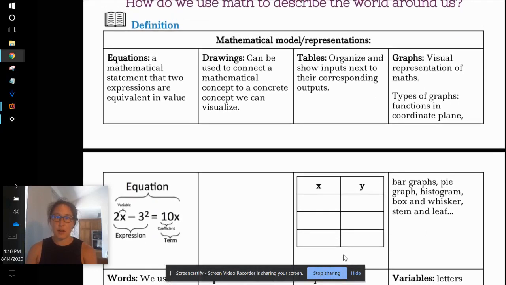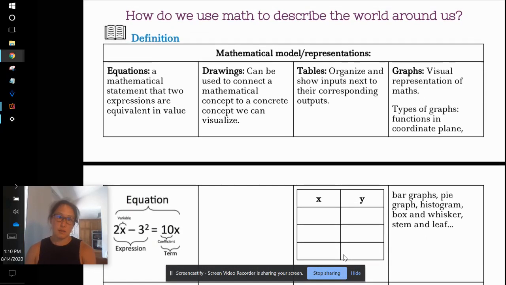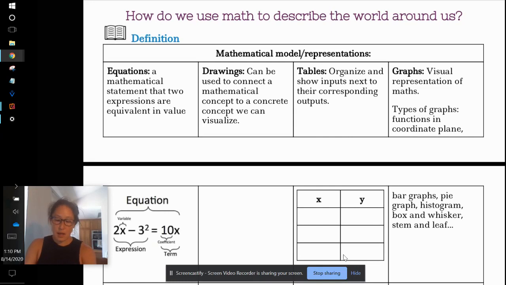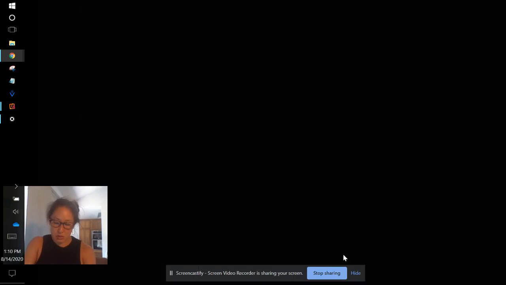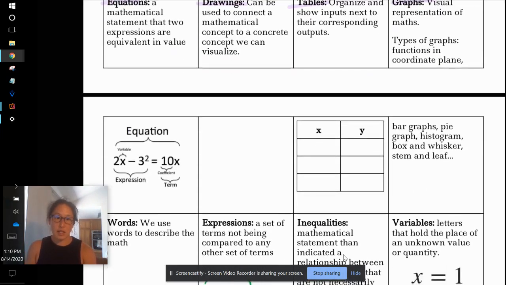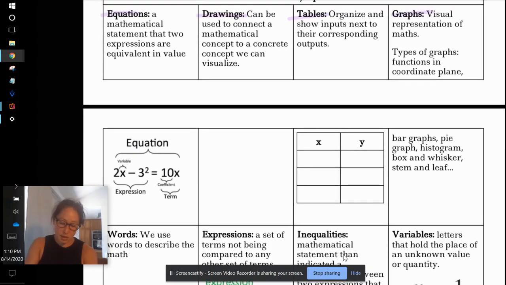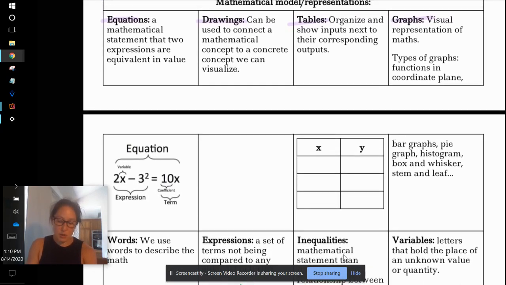So what are the different mathematical models to describe the world around us? We have a bunch. It's basically how do we use math to represent, what do we use to represent math? We use equations, drawings, tables, and graphs. Equations are like 2x minus 3 or x is equal to 12.